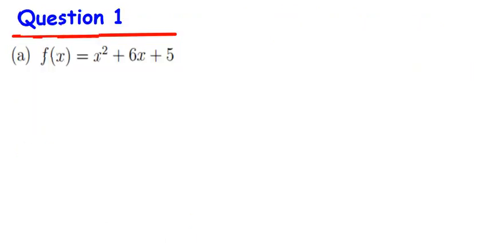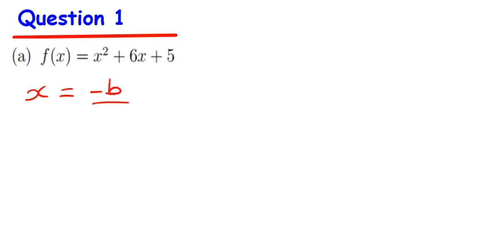Now you can solve this using calculus. You can also solve it using completing the square, which we are mostly familiar with. You can watch our videos on how you solve using completing the square. However, there's another formula that you can use. If you're finding the value of x at the turning point, it is negative b over 2a.